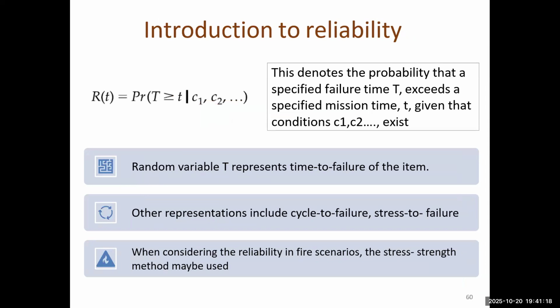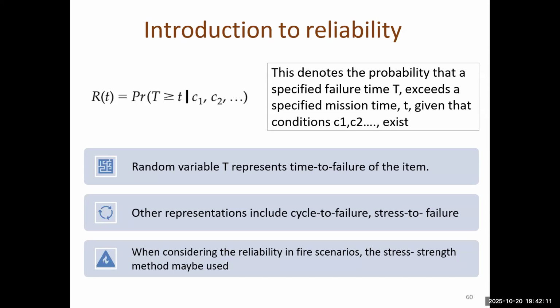Let's consider a practical example. Imagine a smoke detector in a hotel corridor, and we want to know its reliability for a mission time of, say, 1 year. So 1 year, T, is equal to how many hours? 8,760 hours, right? The conditions C1, C2 might include the ambient temperature and the dust level. The time to failure, the capital T I mentioned above, is random. So we don't know exactly when it will fail.